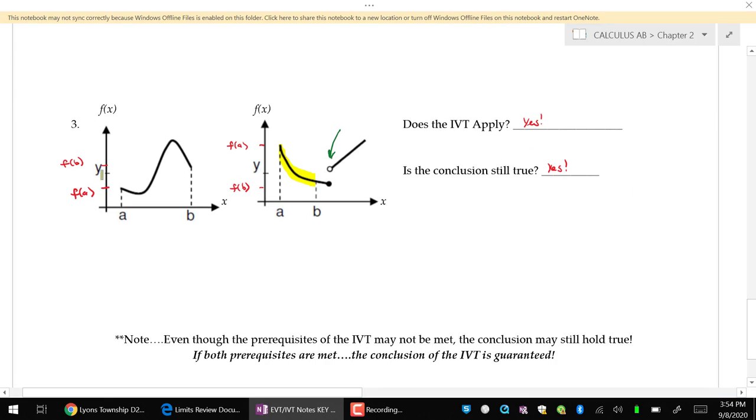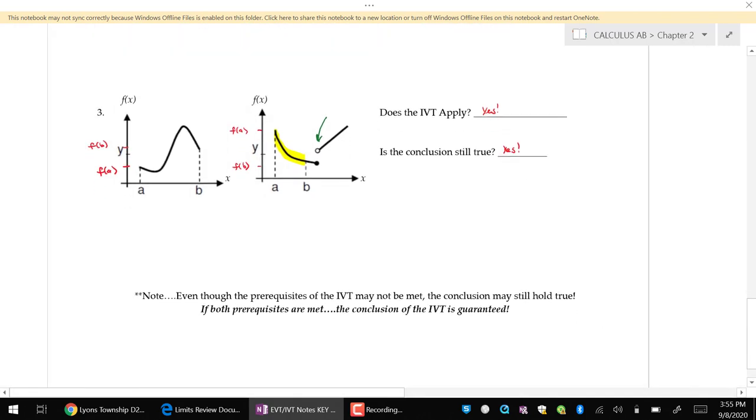And notice that y falls between f of a and f of b. In both pictures, we're continuous. So IVT both applies, and the conclusion does hold true. So in order to guarantee the conclusion that there is some existence of a c value on an interval, both prerequisites have to be met.